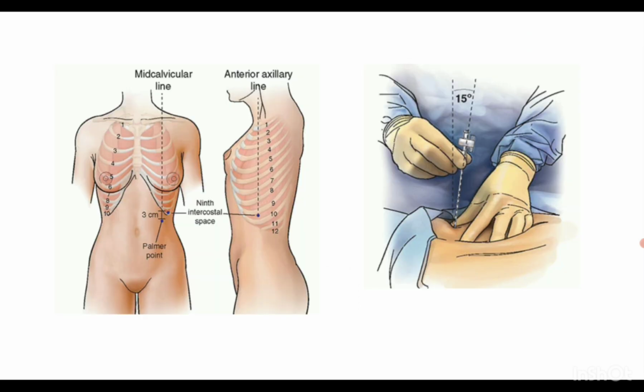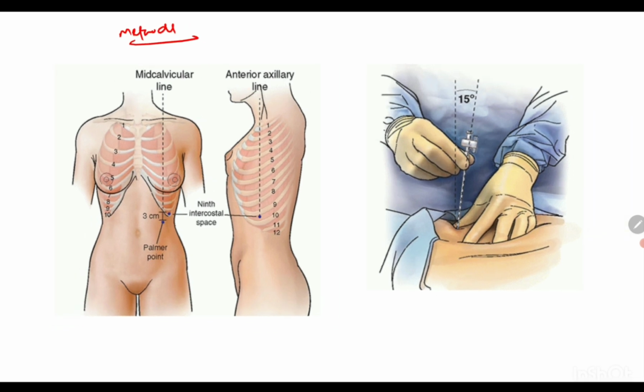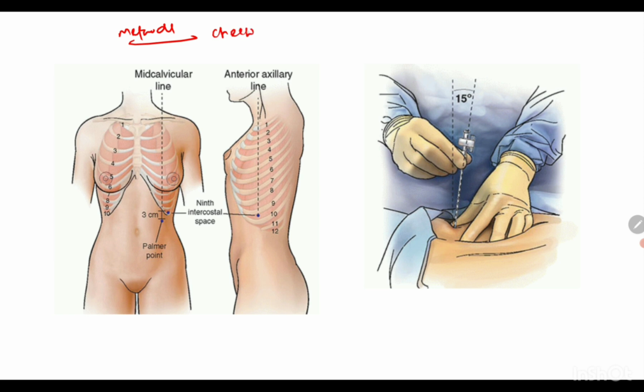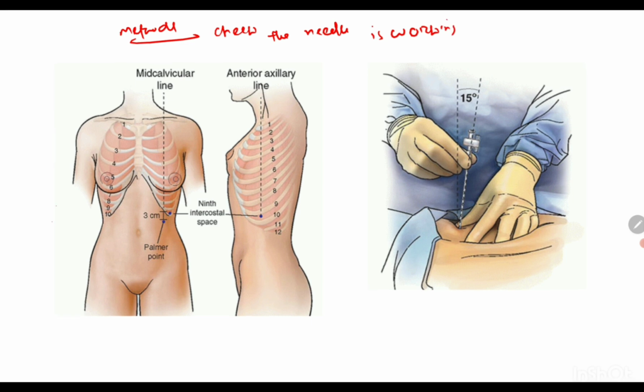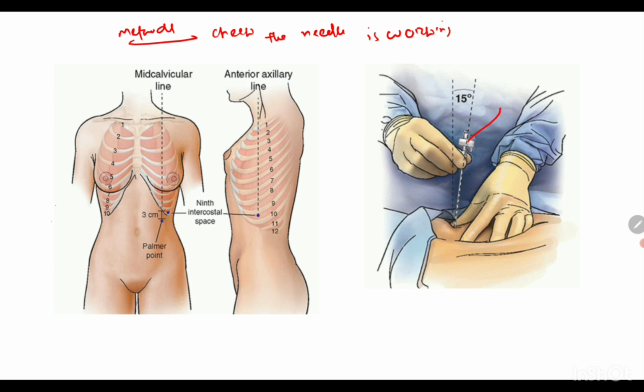The methods of use. First, before going to the use, you have to check the needle. Check the needle is working or not. What is that working option you are checking? Check that the needle is working, that is the spring action. First point. The second point is you have to flush with saline to see the patency of the channel.